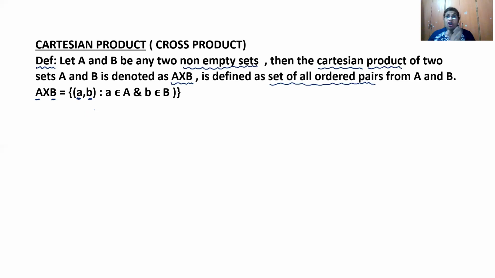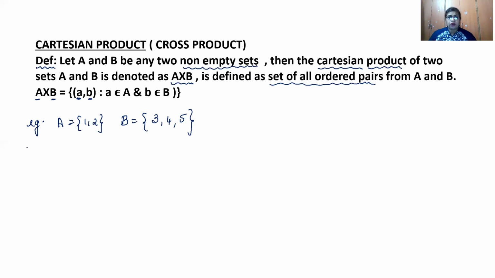There are two non-empty sets. The non-empty word is important. And how is it defined? You are writing all the possible ordered pairs of A cross B. Let me give you one example. Suppose A is equal to {1, 2} and B is equal to {3, 4, 5}. So I take two elements in set A and three elements in set B.